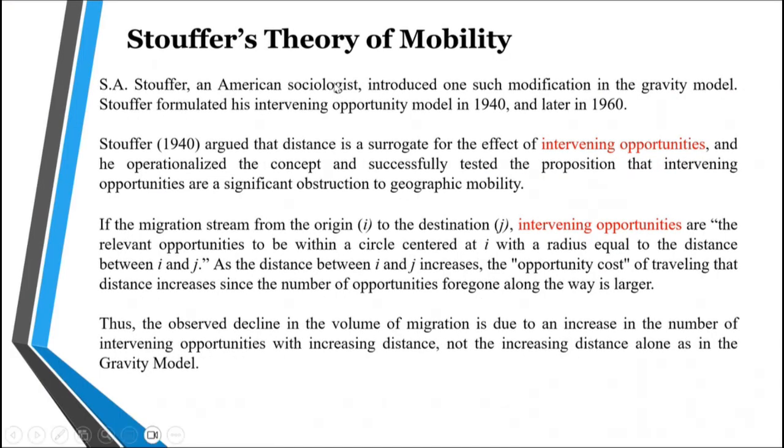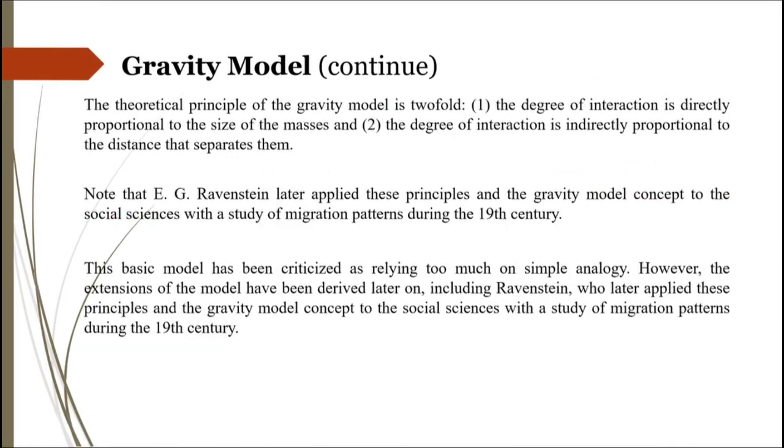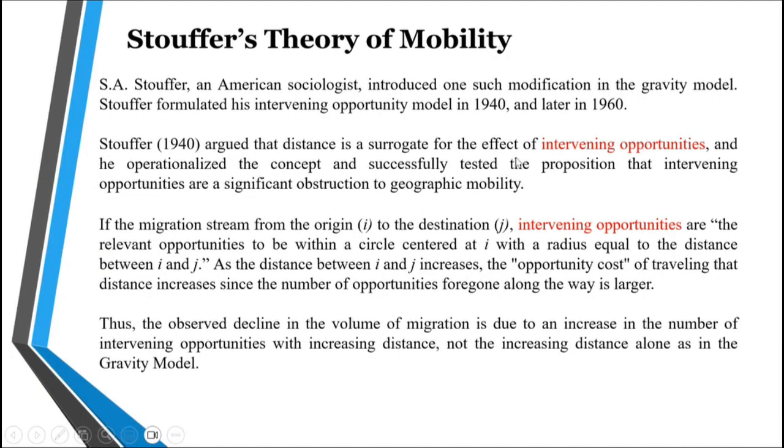Stouffer theory of mobility. Another theory, Stouffer theory of mobility, is related also, or you notice that it's similar also to the gravity model, the original gravity model, which has masses and distance. Here, Stouffer argued that distance, even though it's important, there is another factor which is called intervening opportunity. Right? And he operationalized the concept and successfully tested the proposition that intervening opportunity are the significant obstruction in geography mobility. What does this mean?